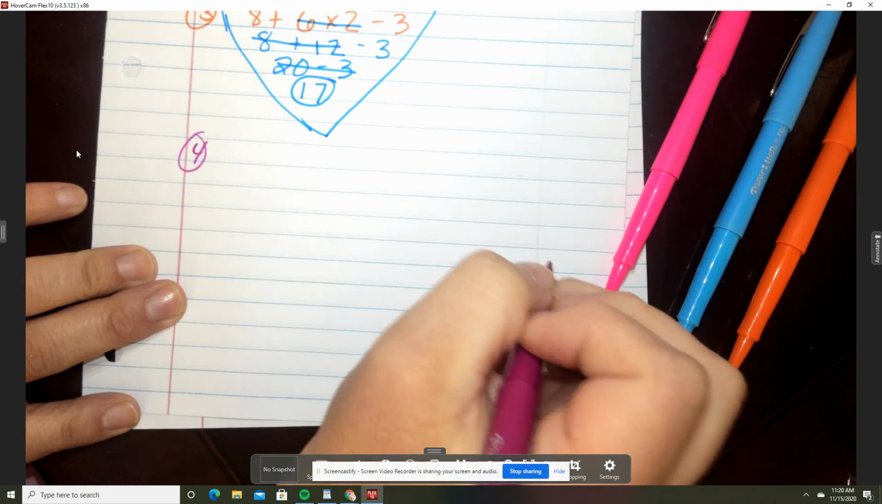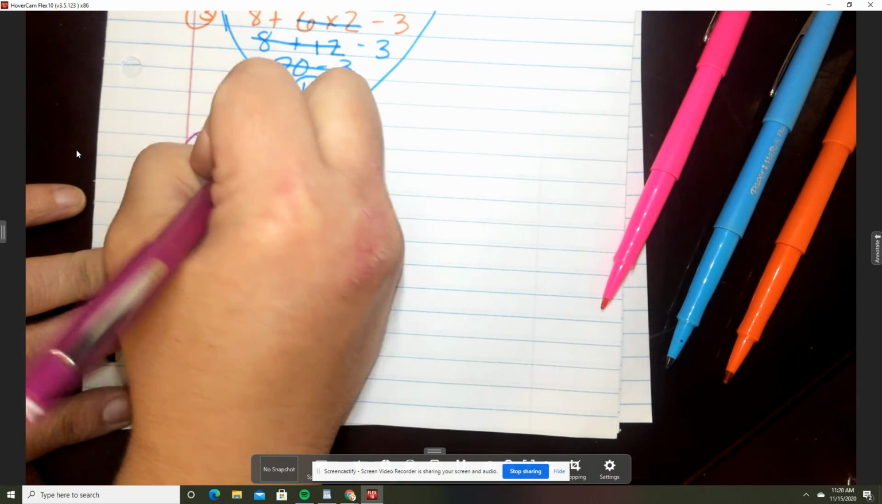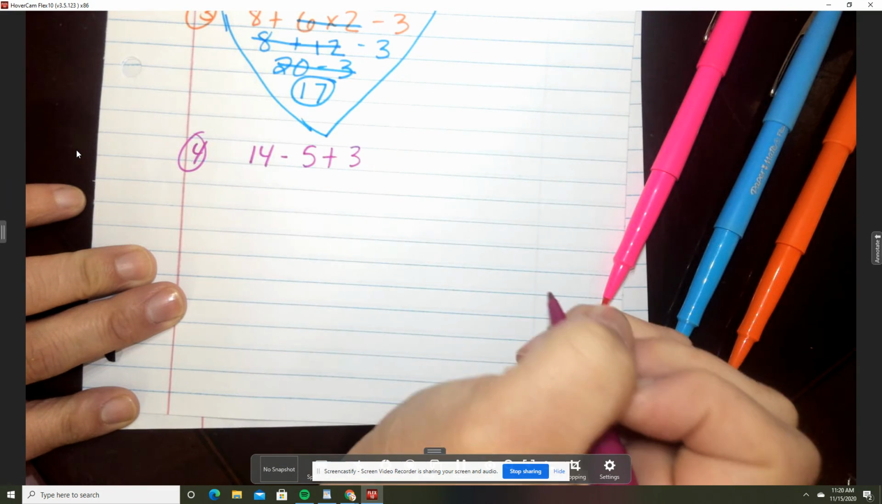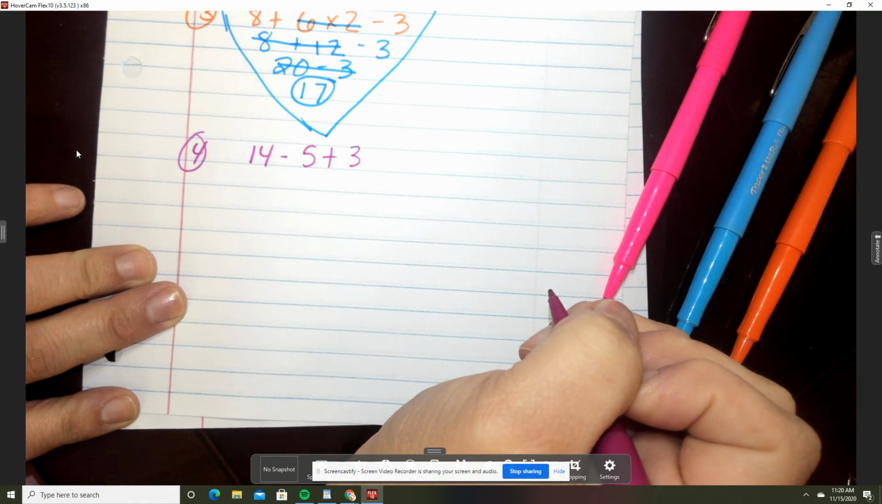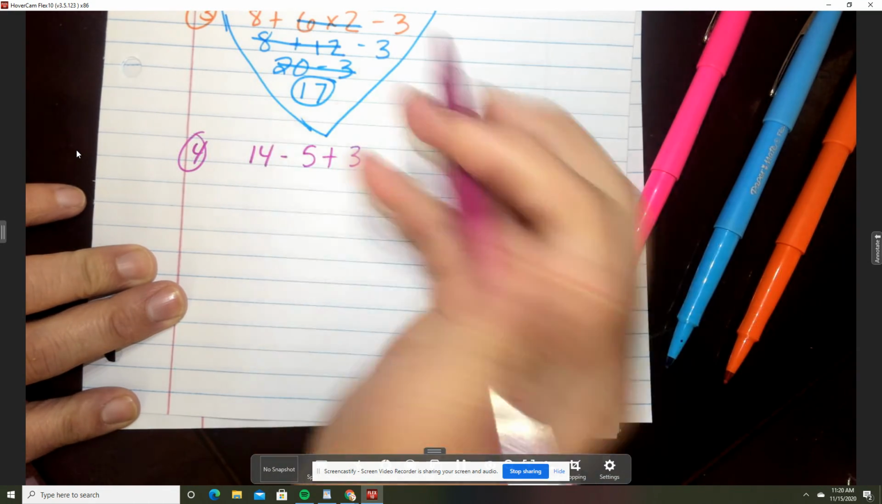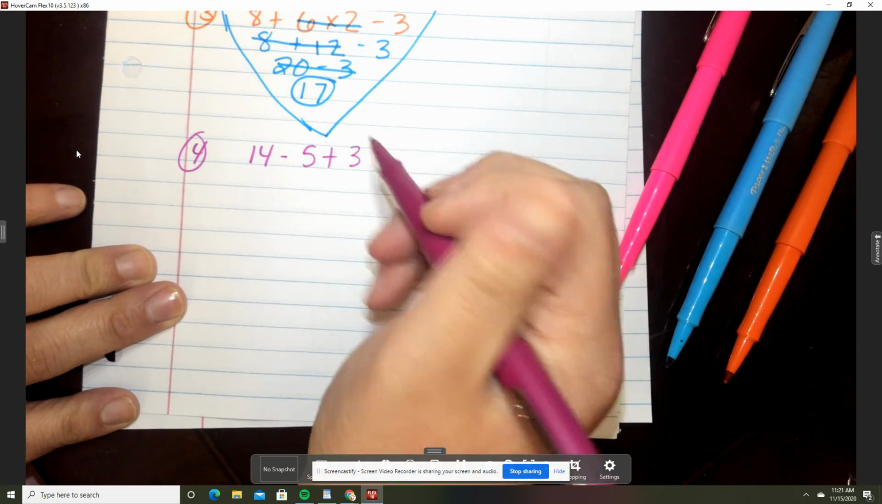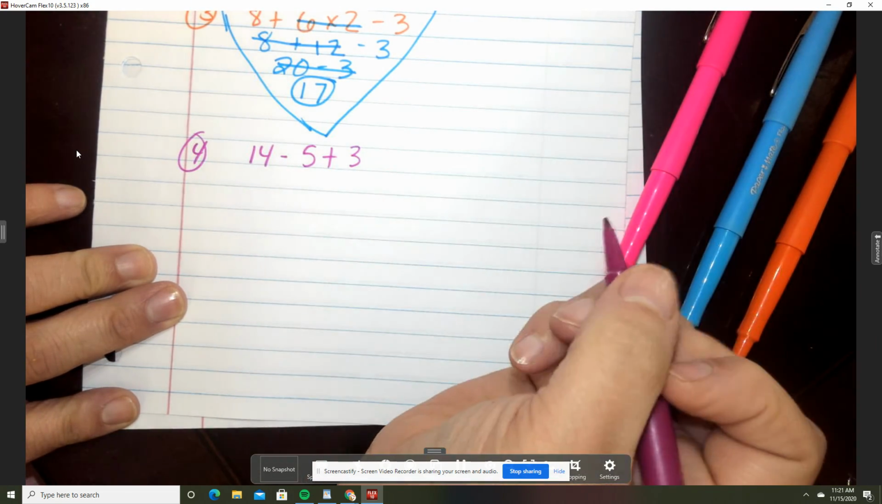Number 4. 14 minus 5 plus 3. Just going to town in there. All right, so looking, I don't have parentheses, I don't have exponents, I don't have any multiplication or division, but I have a subtraction and an addition.